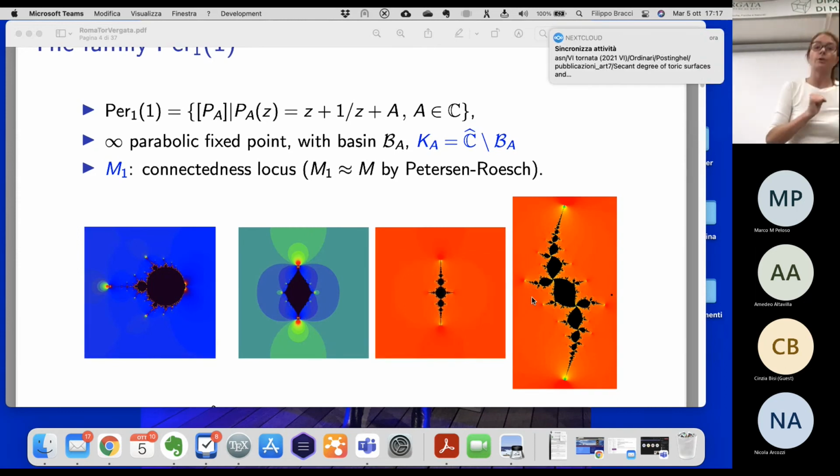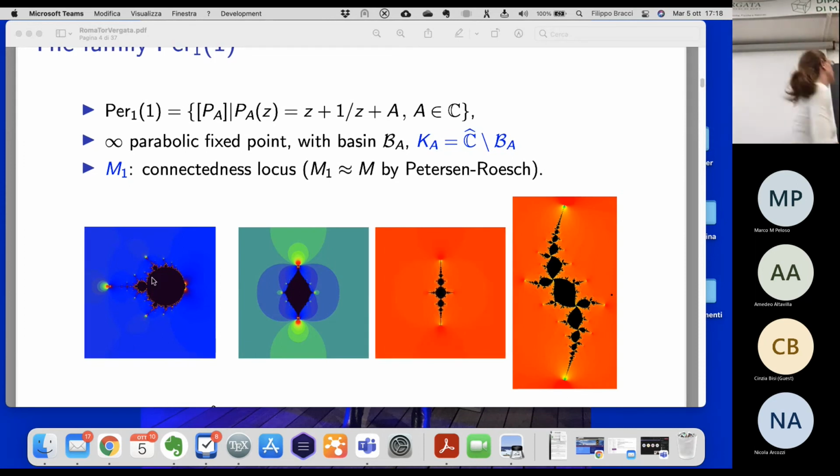And the connectedness locus for this family is called the parabolic Mandelbrot set M_1. The Mandelbrot set looks like this, and this is for polynomials. And the parabolic Mandelbrot set looks like this set. It looks exactly like the Mandelbrot set, but here it is smooth. And this is the connectedness locus for this family. Actually, here we have classes. Here we have B, where B is 1 minus A squared, because P_A is conformally conjugated with P_minus A, just interchanging the critical points. Okay, and these two connectedness loci are homeomorphic by a theorem of Carsten Petersen and Pascale Roesch.